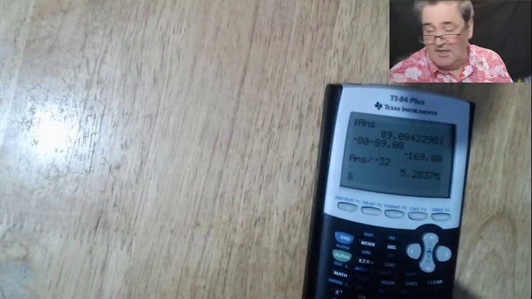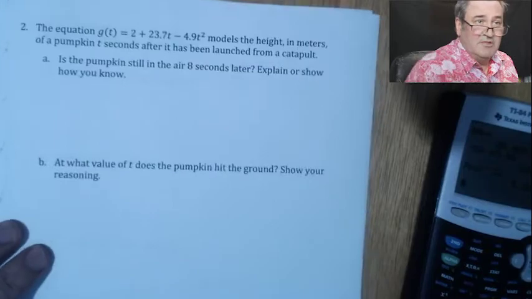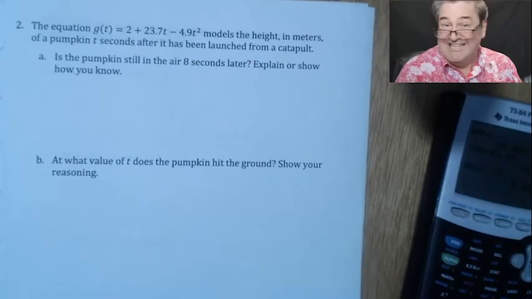But let's move on. All right. I'm moving on. I don't want to take too much time. We still got a few more pages, and I don't want this to last too much longer. So, let's get to the pumpkin.